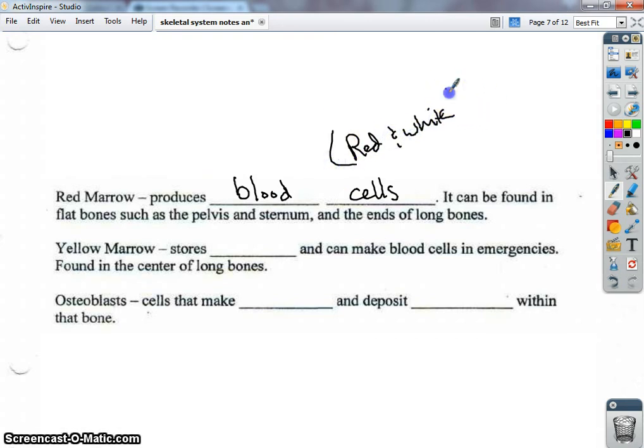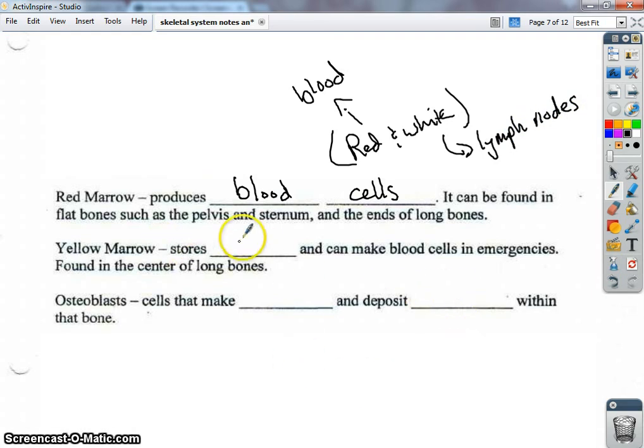Okay, and your red blood cells go out to your blood, and the white blood cells are actually stored in your lymph nodes. Okay, and we'll talk about those when we do immunity and things like that. You may have already touched on that in health, so that's something else that we'll talk about as well.